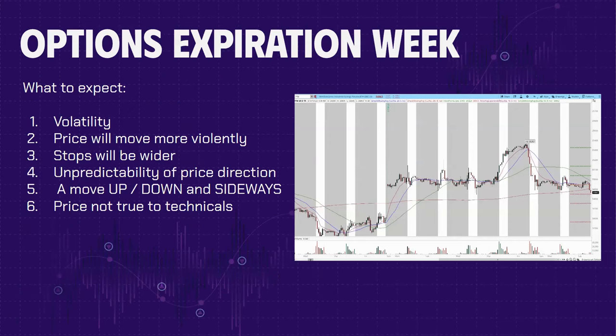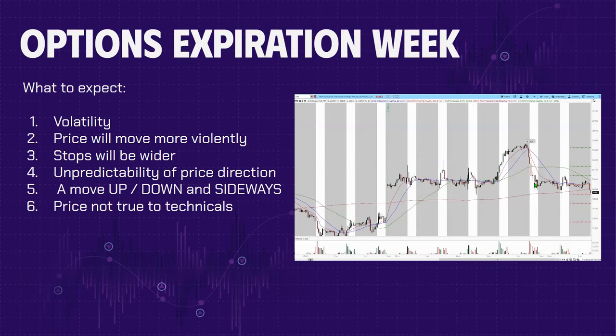Unpredictability of price direction. You're always going to see a move up, down, or sideways, just like so. So you're going to go through a sideways phase. Yesterday we had a move up. Let's see if today we're going to have a continuation of the move up, but usually in option expiration, you're going to get a big dump as well. So we're on our toes.